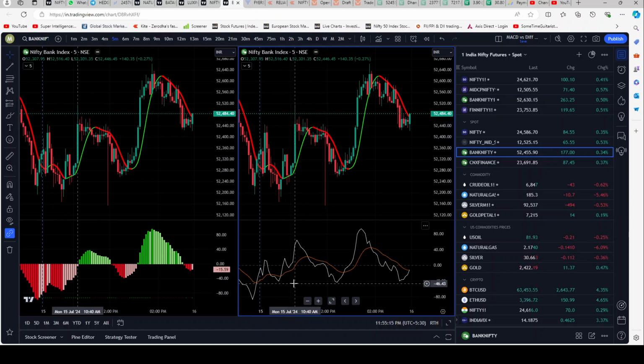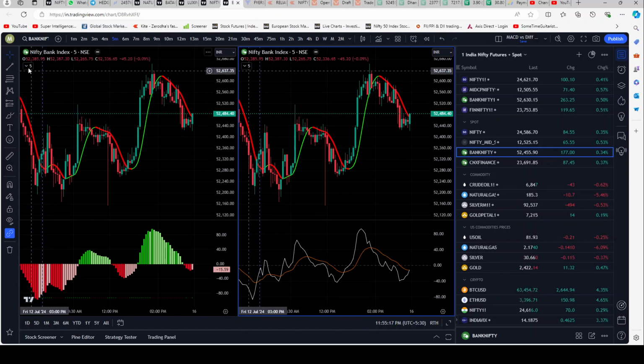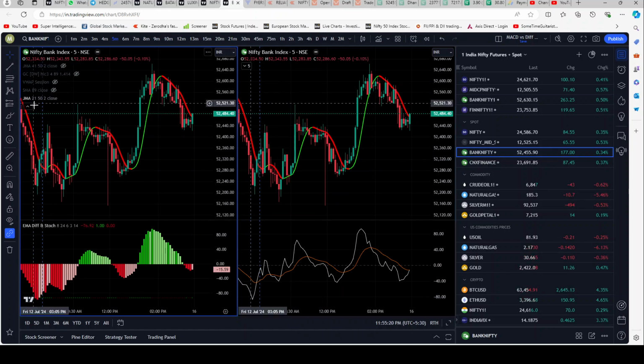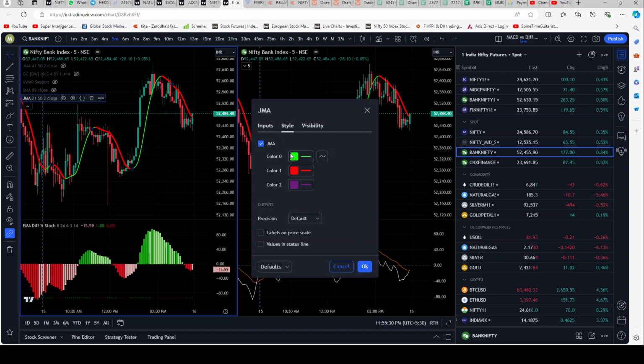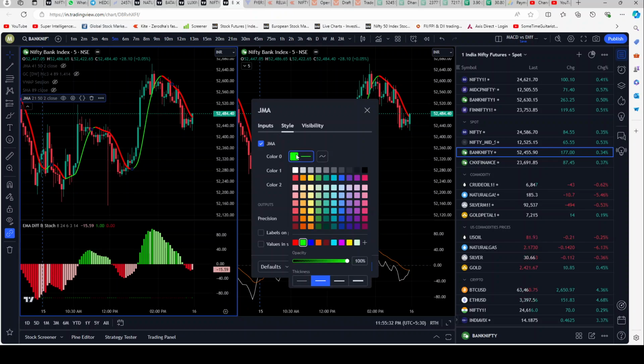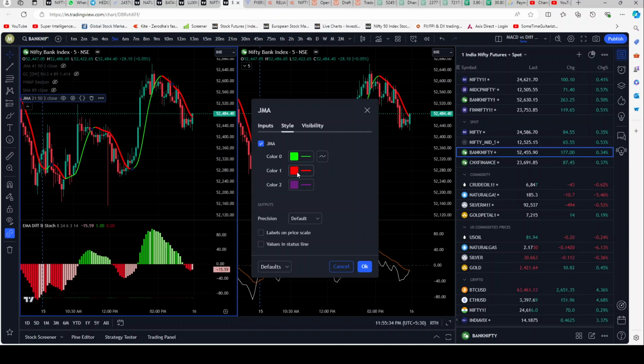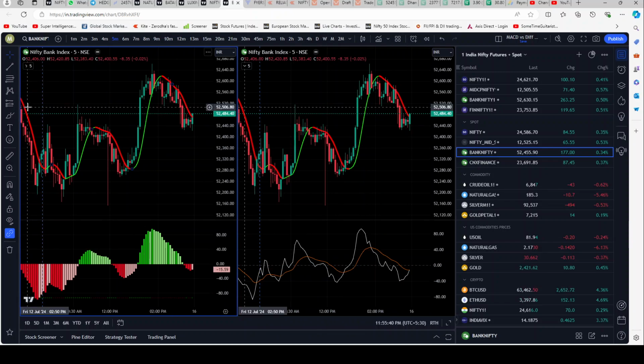My settings for MACD are 3915, as you all know. I'll just show it to you also. These are my settings. I'm currently using JMA 21. The length is 21. Other settings are all default, I mean. The thickness for the green is at 2, thickness for the red is at 4, and purple is at 4. These are identical on both the screens. So both are running on JMA 21, which is the Zurich moving average.